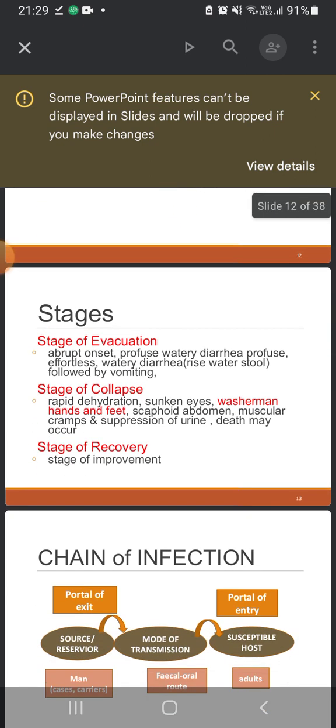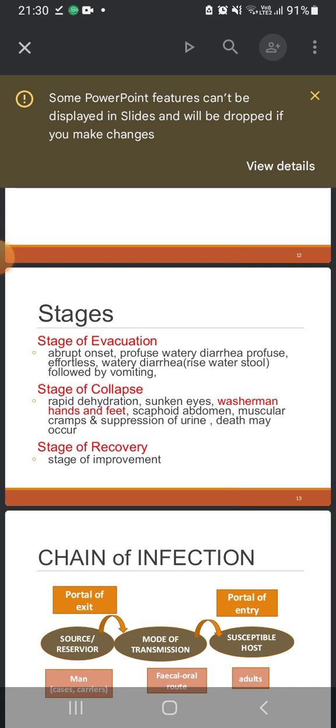So, what are the stages of developing a cholera infection? There is a stage of evacuation which has an abrupt onset. There is profuse watery diarrhea, and the watery diarrhea is like rice water stool. It is followed by vomiting. First diarrhea, then vomiting. This is the stage of evacuation, then comes the stage of collapse.